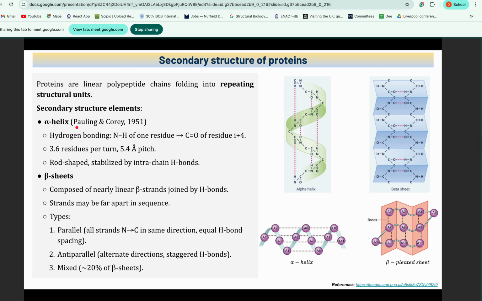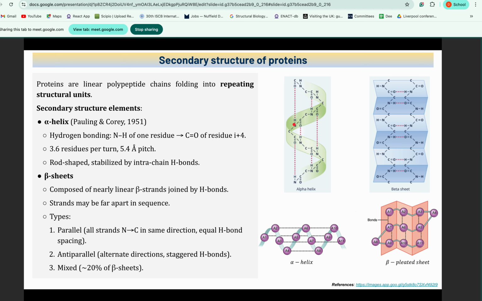The alpha helix structure was given by Pauling and Corey in 1951. In this case, there is hydrogen bonding between the NH and the CO group. The hydrogen bond present between the double-bonded O and the H of the NH group is known as the hydrogen bond. In all the amino acids, we'll see how many hydrogen bonds are present and how the protein is folded. The residues which make this hydrogen bond are the first residue, i, and the i plus 4 residue. For example, if i is my first residue, then the bond will be formed with the fifth residue, that is 1 plus 4, 5.